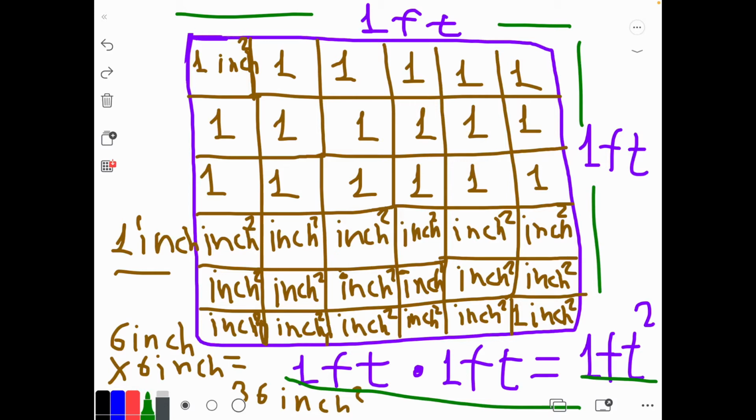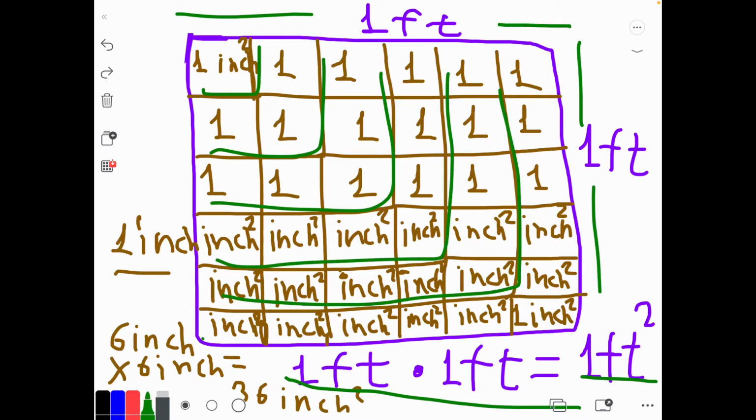So let's say I do 1 by 1, then 2 by 2, 3 by 3, 4 by 4, 5 by 5, and then 6 by 6. That's how much I can go with the grid. So I'm going to get 6 by 6 inch squares inside this square, which is 6 inches on either side compared to 1 foot.